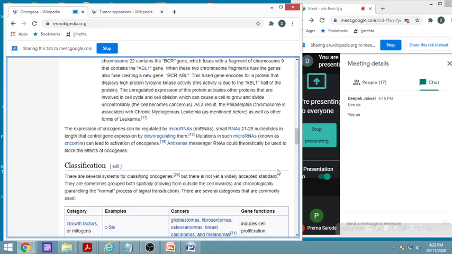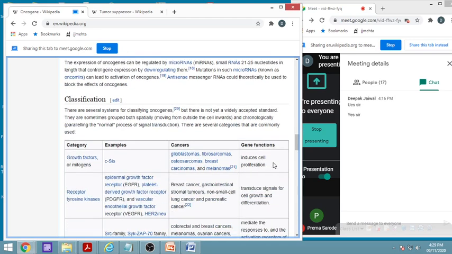The expression of oncogenes can be regulated by microRNAs. These are small RNAs having 21 to 25 nucleotides in length, and they control gene expression by down regulation of the gene. Mutations in such microRNAs are called oncomiRs. Onco is cancer, and miRs are microRNAs. So it leads to activation of oncogenes. Further, antisense messenger RNAs could also be used to block the effect of these oncogenes.